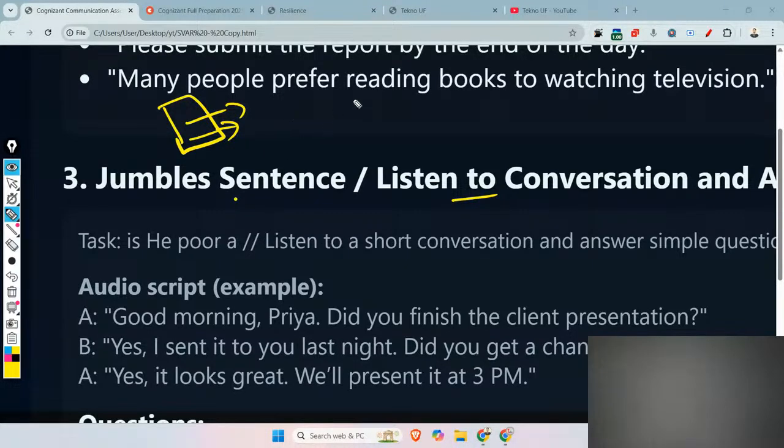And this year, what's the updated thing? That is the jumbled sentence. Let's say this is the sentence. It will not be shown on the screen. It will be verbally told to you. Is he poor a man? You have to hear it clearly, and repeat it after clicking on the audio button. You have to rectify it and say, he is a poor man. This way, you have to answer all the 6 questions.